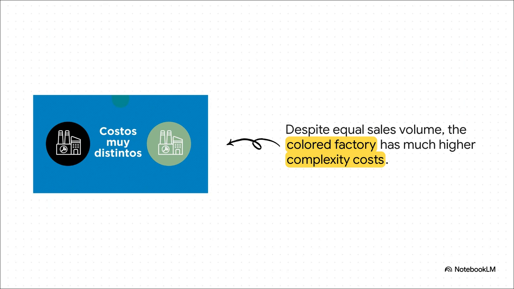Now here is the absolute key insight. Even if both of these factories sell the exact same total number of paint cans, their internal costs are from different planets. The colored factory needs way more people in purchasing to handle all the different pigments, a super complex production schedule for all those small batches, and a much fancier logistics network. All of that complexity creates a tidal wave of indirect costs.